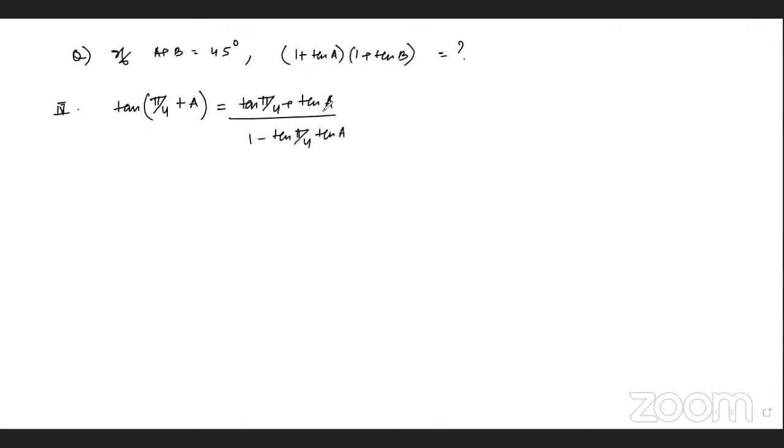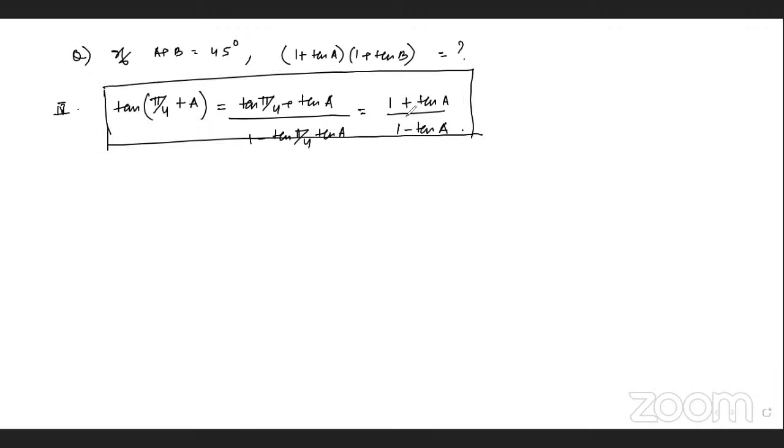Okay. So what is tan pi by 4? It is 1 plus tan A upon 1 minus tan A. This is another identity that you need to remember. Okay, this is tan of pi by 4 plus A, and that is equal to 1 plus tan A upon 1 minus tan A. And in the same context, we can also have it for pi by 4 minus A. You know what that is? It will be simply 1 minus tan A upon 1 plus tan A. Got it?